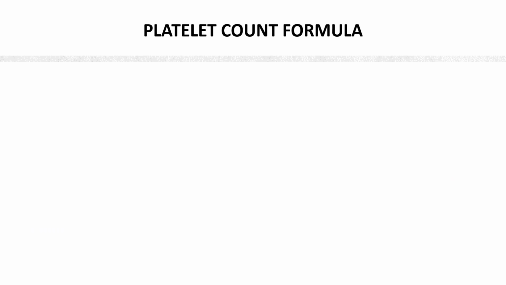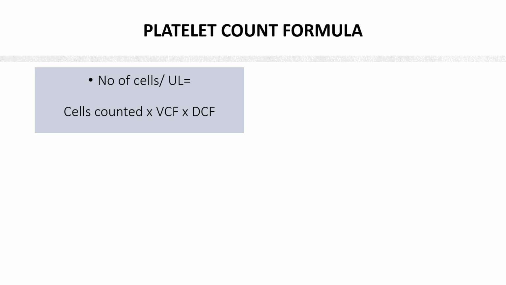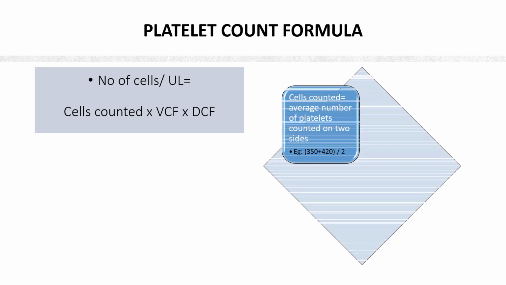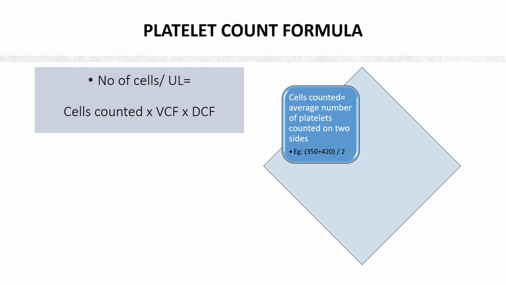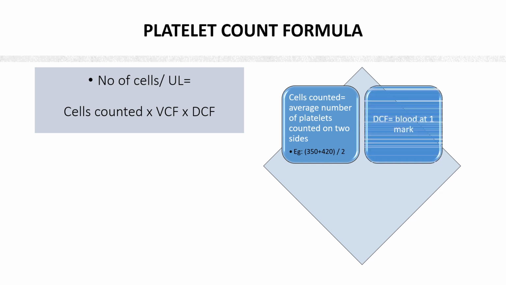Compute the platelet count using the alternative formula. Calculate for the VCF and the DCF. For this example, 350 platelets were counted on one side and 420 platelets were counted on the other side. What will the DCF be if blood was collected up to the 1 mark? Pause the video and do your computation.